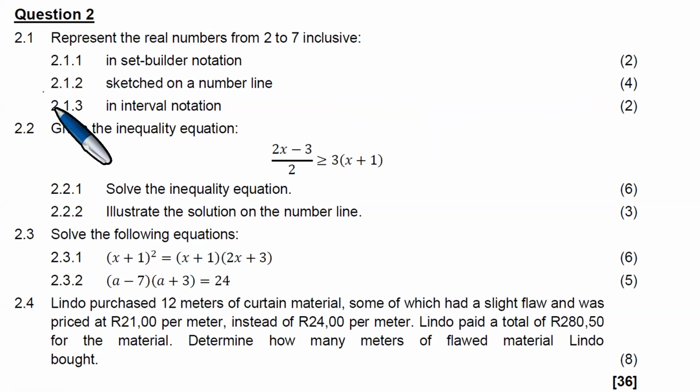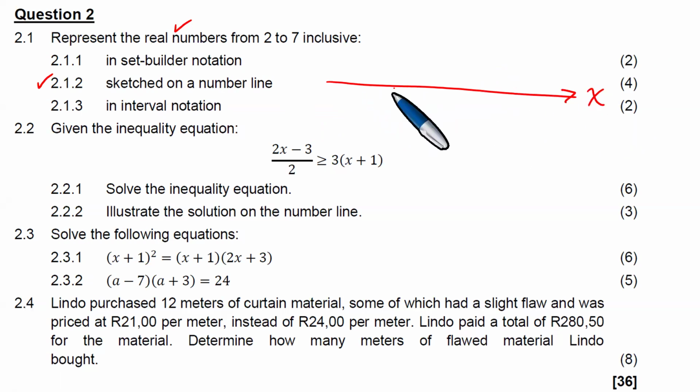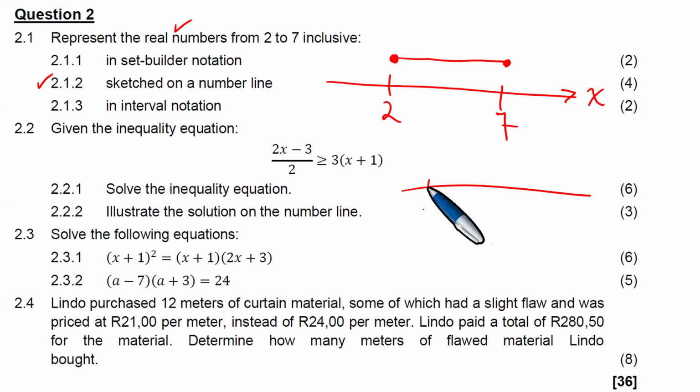Let's move to the next question. 2.1.2: represent the real numbers from 2 to 7 inclusive, sketched on a number line. Here is a number line. These are the real numbers, and we call them x. We have the numbers from 2 to 7. We put the small one first and the big one last, and inclusive. Then we do this, and this is what we have. There are many ways; you can say 0, 1, 2, 3, 4, 5, 6, 7, 8.